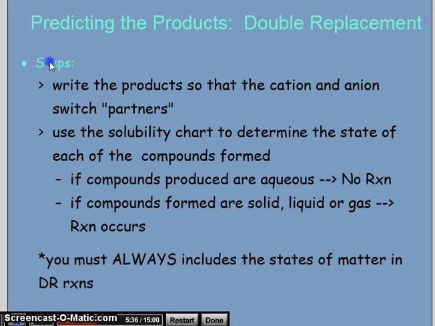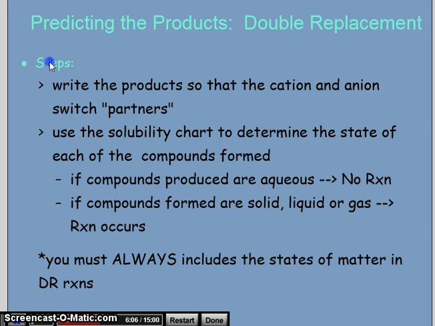To predict the products, it's easiest to make the switch and form the correct substances. Then we can go back and compare and see if you would get something other than an aqueous solution. If both compounds that potentially would be produced remain aqueous, nothing happened. They are in the same form that they were before. But if one of the compounds appears to create a solid, liquid, or gas, a new substance, then we would have evidence of a chemical reaction.